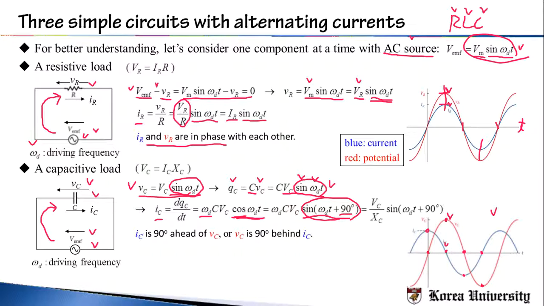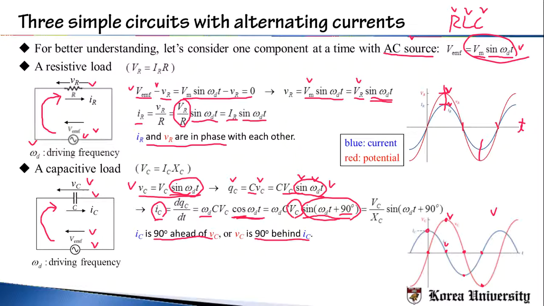So it means that in the capacitor, current is 90 degrees ahead of the potential, or 90 degrees faster than the potential, or in other words, the potential is 90 degrees behind the current. Okay, this is how it is. And at the same time, there's one more thing. Now we have a current here, and then the potential here.